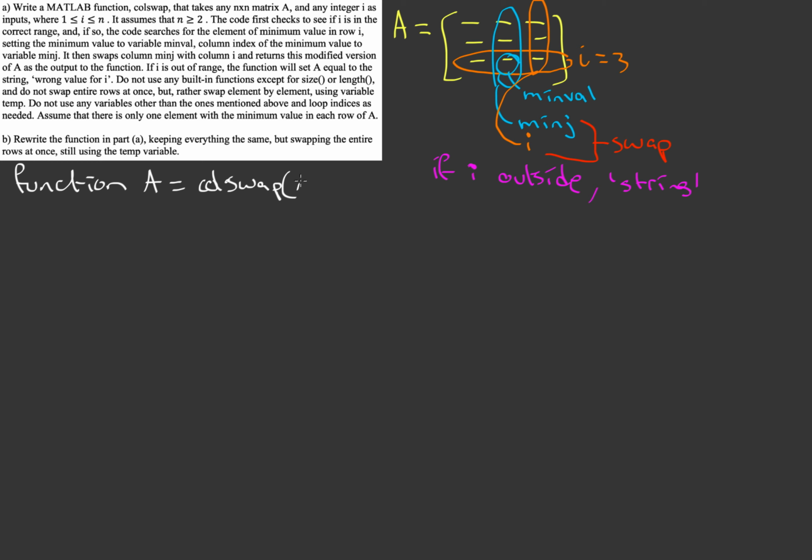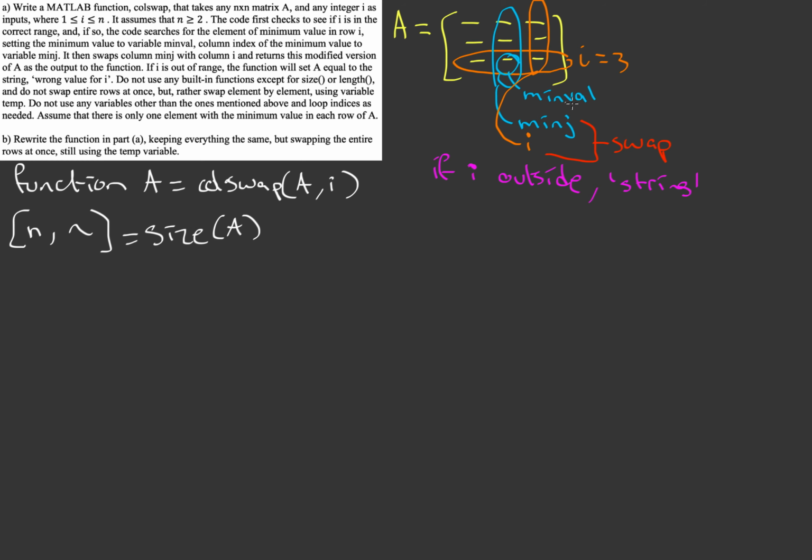Our output is our new matrix A, and our function name is call swap. Our inputs are an n by n matrix A and our row index I, which is also our column index. Then we're going to find the size of our matrix. We're going to put n to represent our size, so as to not have n written twice, although you could also do it that way, but I prefer this method. And then we can say size of A.